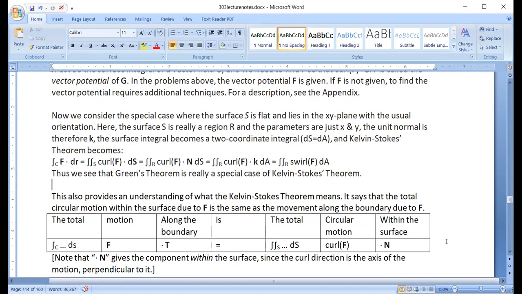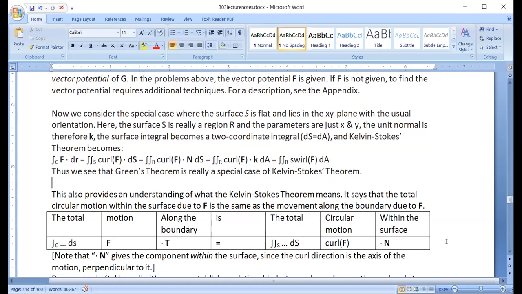Now that seems a little weird. Usually dot n gives the perpendicular component. But remember, look at the last comment there. Dot n gives the component within the surface because remember that the direction of the curl is the axis of the motion or of the swirling action. So in other words, curl sort of points in the direction perpendicular to the motion. So this is one way to sort of think about what the Kelvin-Stokes theorem says. So coming up, I'm going to give you another way to conceptually understand the Kelvin-Stokes theorem.